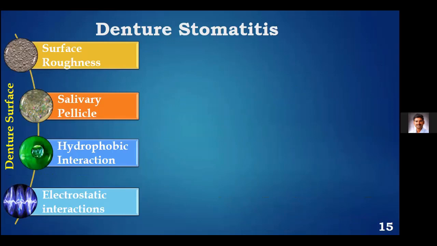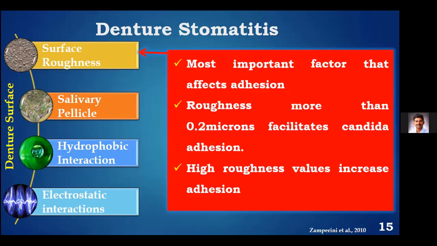So there have been at least four important factors that have been attributed for the Candida albicans to adhere to the surface of the dentures. First one is the surface roughness of the dentures. As we all know, the denture fitting surface, or the intaglio surface of the denture, is never polished. And this will facilitate or act as a breeding ground for the colonization or adhesion of the Candida albicans.